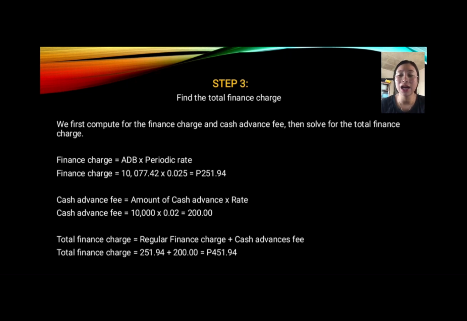So the formula on cash advance fee is the amount of cash advance times rate. So cash advance fee is equal to 10,000 pesos times 0.02, which is equal to 200 pesos. The formula to get the total finance charge is equal to the regular finance charge plus the cash advance fee. So total finance charge is equal to 251.94 plus 200 pesos, which is equal to 451.94 pesos.